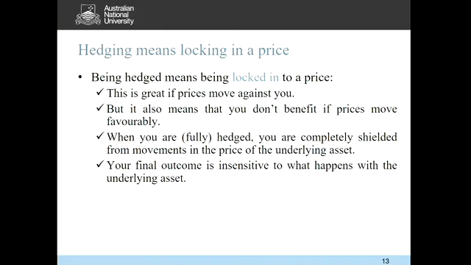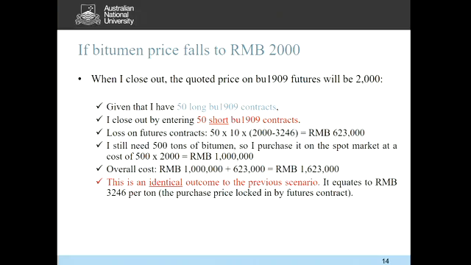let's have a look at what's going to happen if the price declines. Okay, fast forward 12 months. Let's assume the bitumen price declined to 2,000 RMB per ton. Okay? Again, I'm just going to do what most hedgers do. I'm going to close out the contract before it expires. So it expires on, remember, the 16th of September. So again, this time, on the 6th of September, 10 days before it expires, I enter into 50 short BU 1909 contracts. So same quantity, same contract.